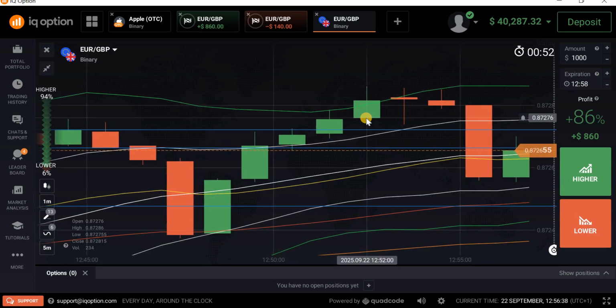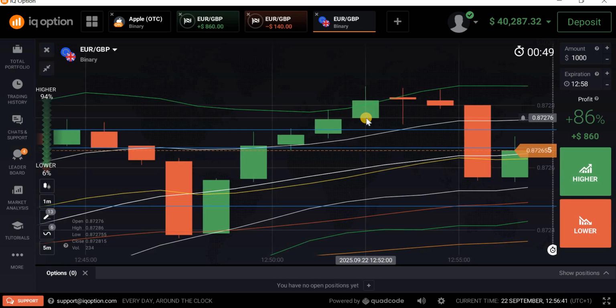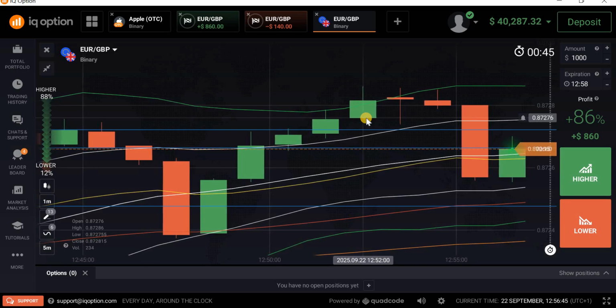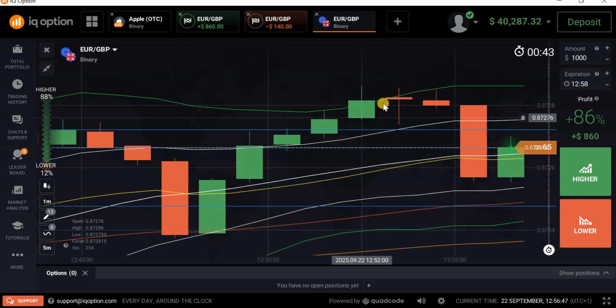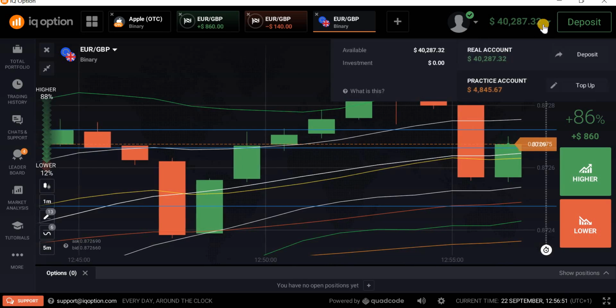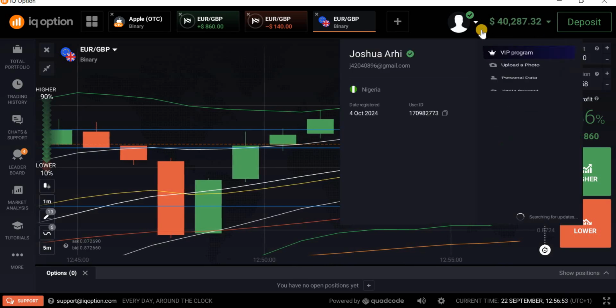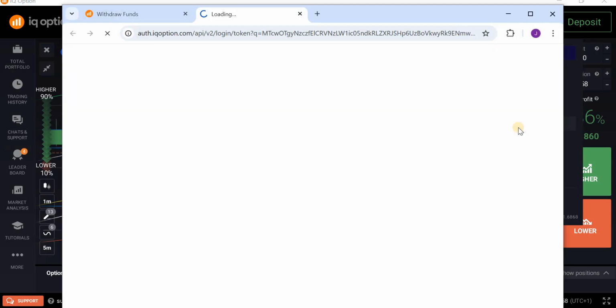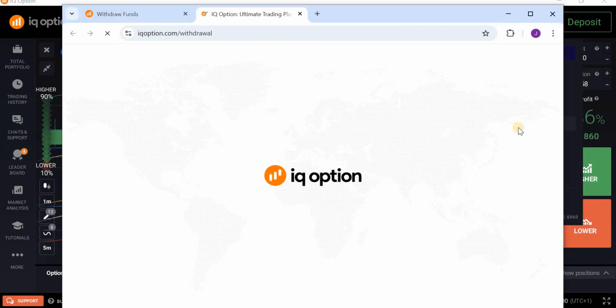So I won two and I lost one, and even the one I lost, I didn't lose completely because I had to do some recovery trading. So I'll be withdrawing the money now. Because most people have asked me to do this live withdrawal, I'll be withdrawing my funds from here, and I will be using my email.